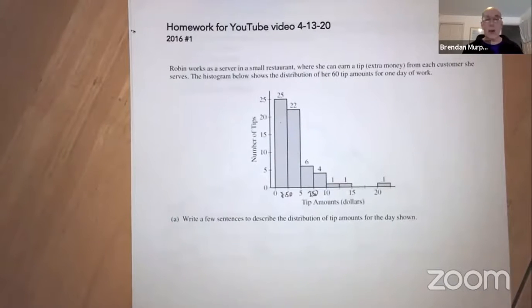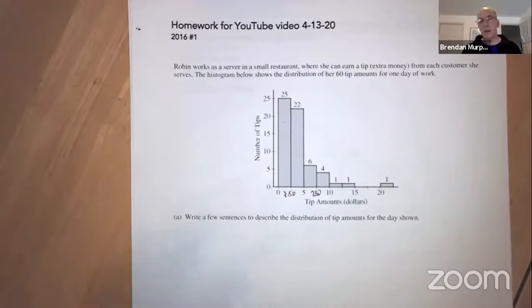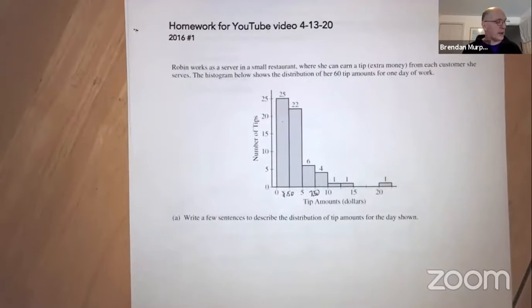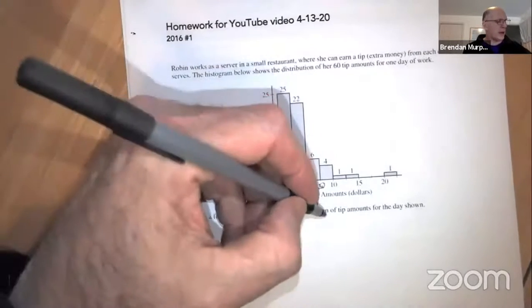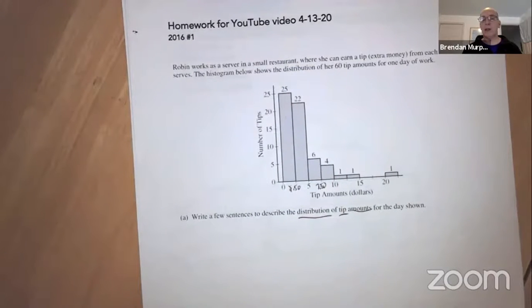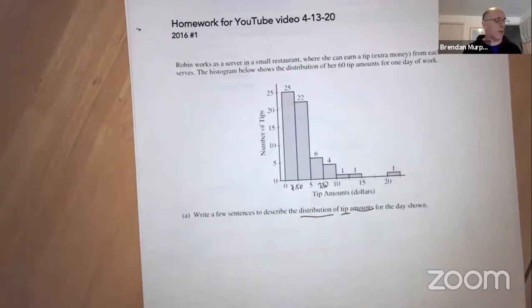So part A, very typical. We've seen this a lot on previous AP exams. Write a few sentences to describe the distribution of tip amounts for the day. So I want distribution and tip amounts. You can underline keywords. You can do pretty much whatever you want. It's your exam.